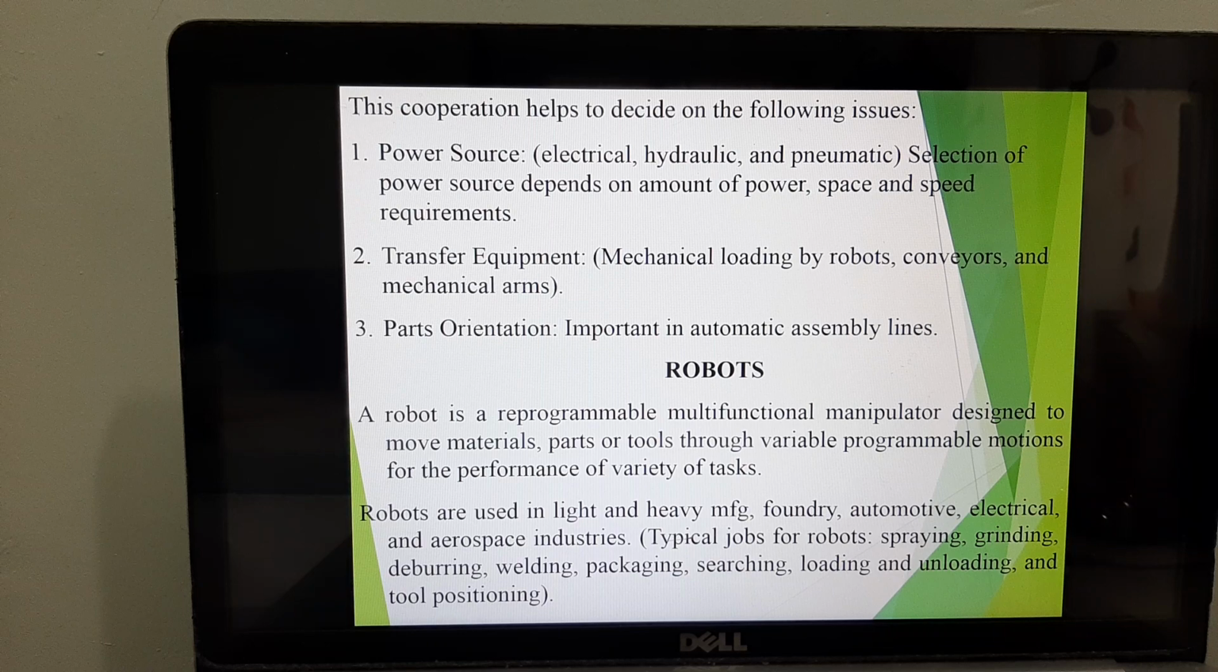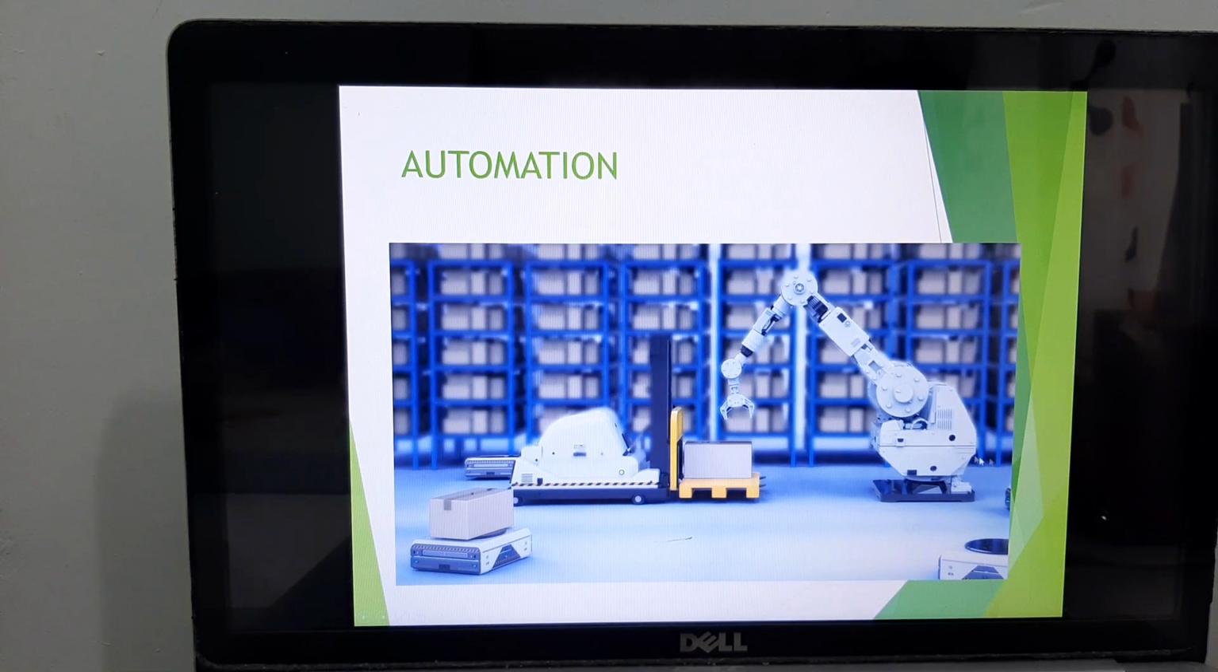So lastly, robots. What are robots? A robot is reprogrammable. If you look at it, this is automation. The robot will pick and place the object to the next level, to the next machine, and it will go on and on. What is a robot?